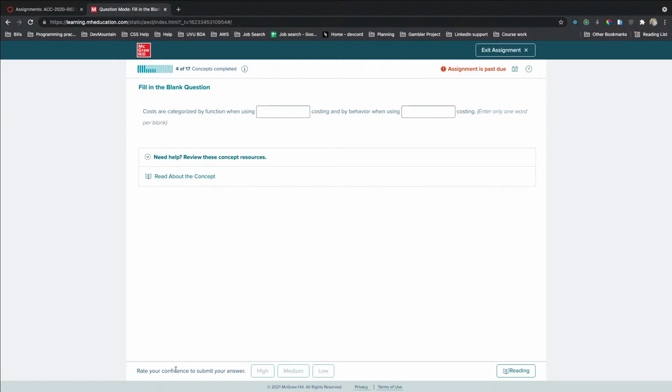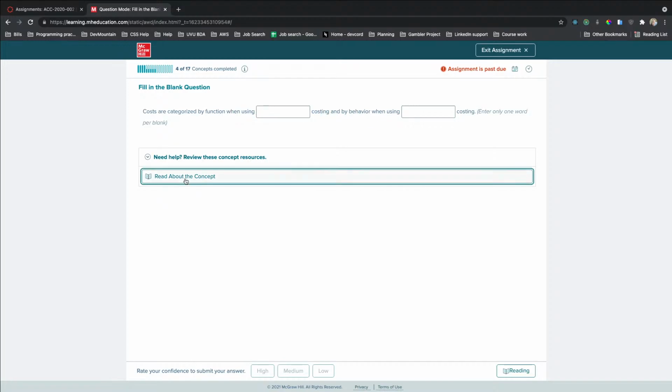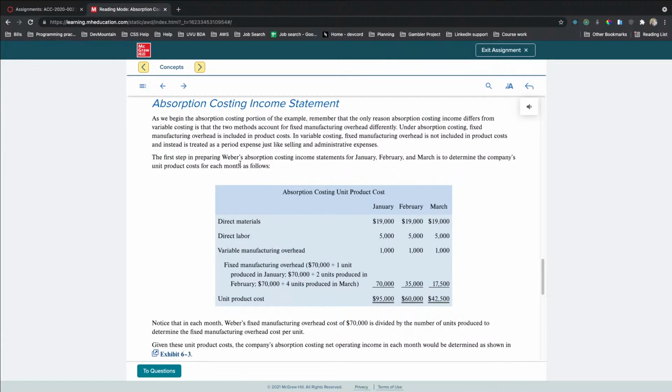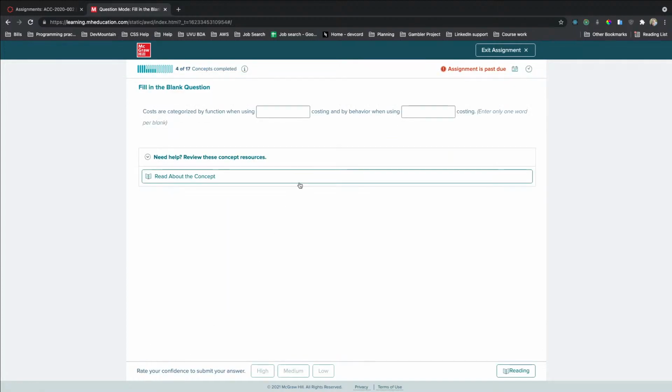Costs are categorized by function when using blank costing, and by behavior when using blank costing. Well, if I'm going to think about this logically, categorized by function and by behavior, I would say variable costing would be by behavior, and we'll say absorption.